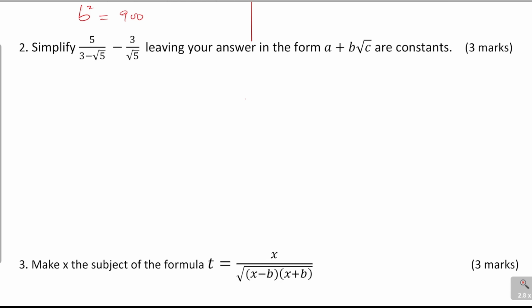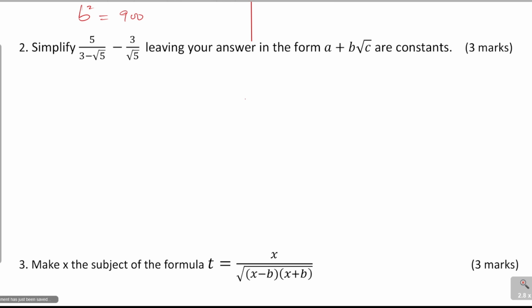Question 2. Simplify, leaving your answer in the form a plus b root c, where a, b, and c are constants. Something is missing there. So you're supposed to simplify that. This is surds. And to simplify this, I will do it separately. There are several ways of doing it. You can get the LCM and subtract the LCM of the denominators.